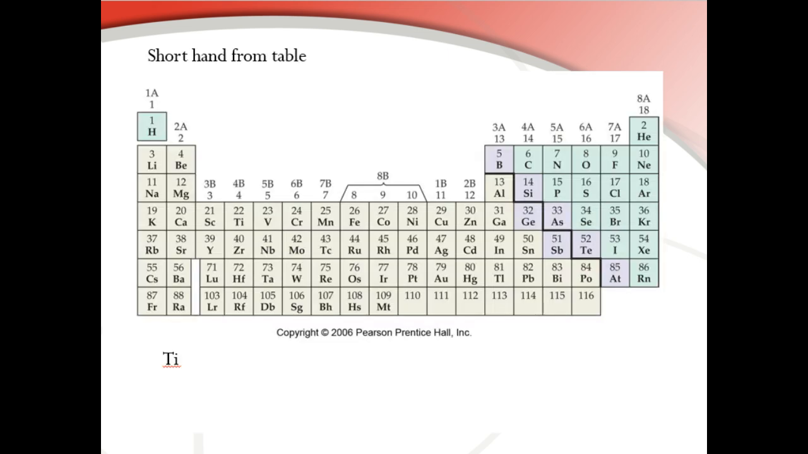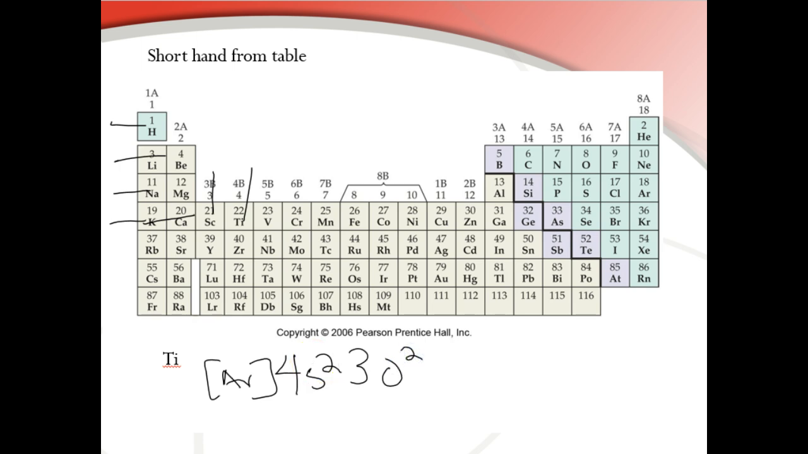We can just take a look at the periodic table, and we can come up with a very nice way to shorthand these things. So look at titanium. Titanium's previous noble gas is argon. Now we go to the fourth row. These rows represent energy levels. 1, 2, 3, fourth row. So that's going to be 4s2. And I know the 3d comes after the 4s2, so this is 3d2. Quick and easy shorthand using the periodic table.